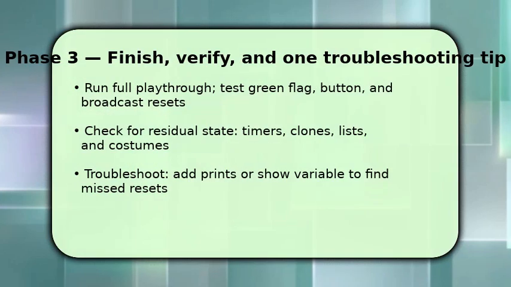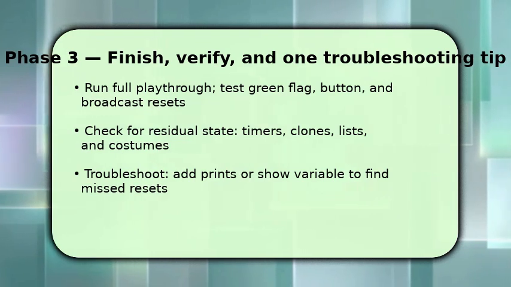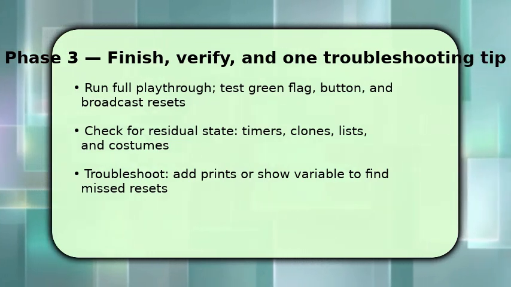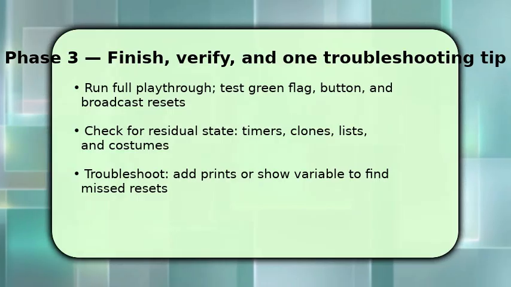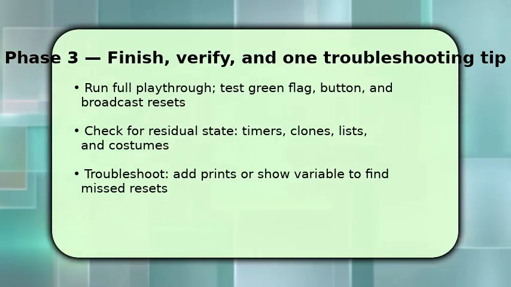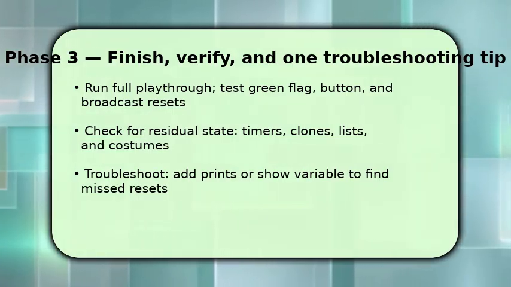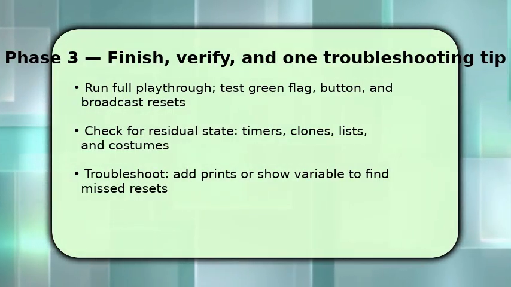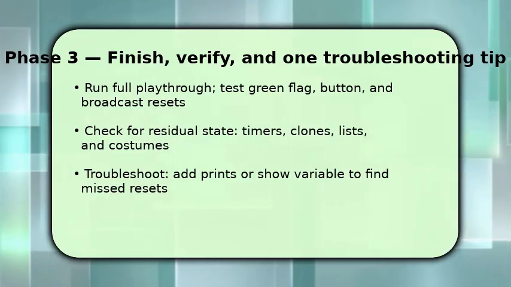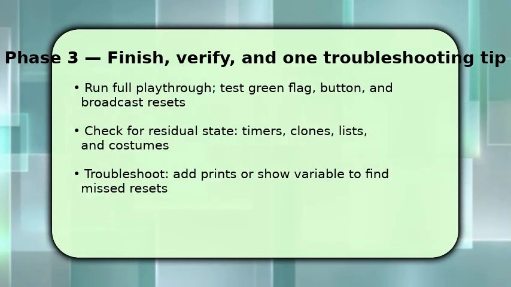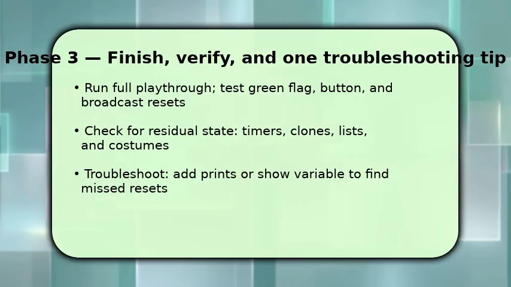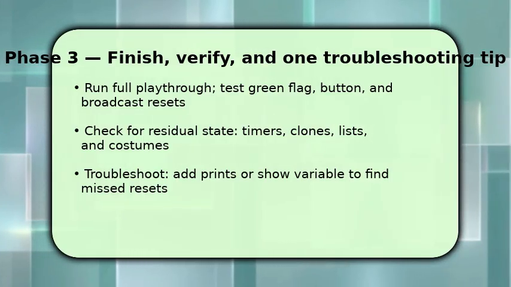You finish by testing every reset path: green flag, reset button, and any broadcasts. Play through the game and confirm score returns to 0, and all related elements, clones, timers, lists, positions, also revert. If something persists, trace which sprite changed score after reset. You can use visible variables or temporary show messages to find the offender.